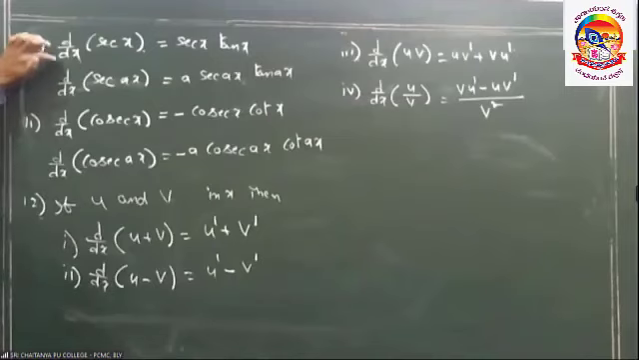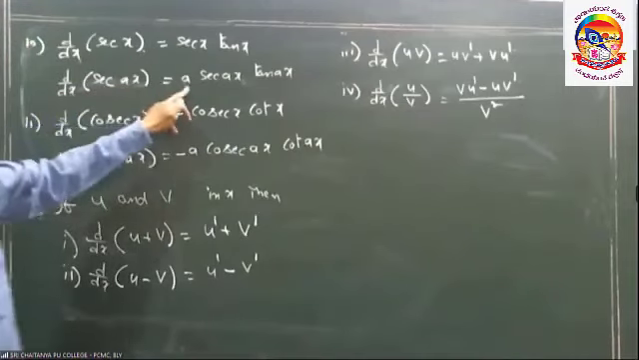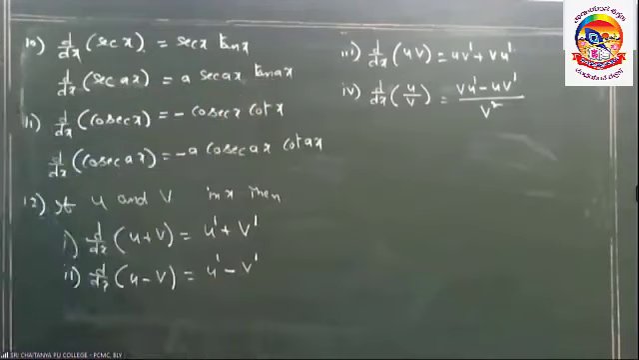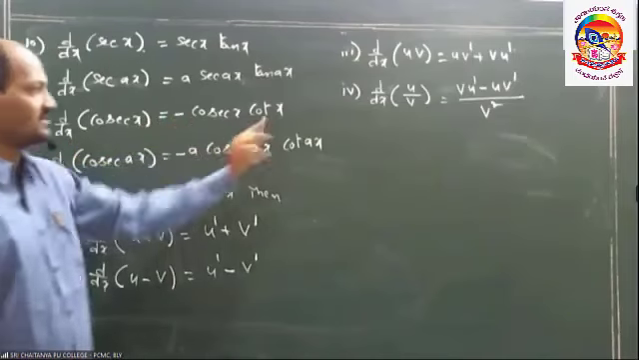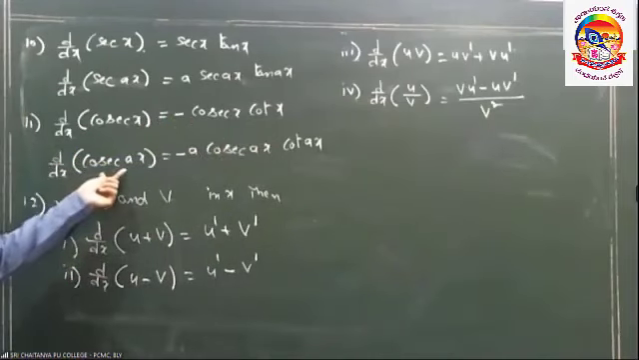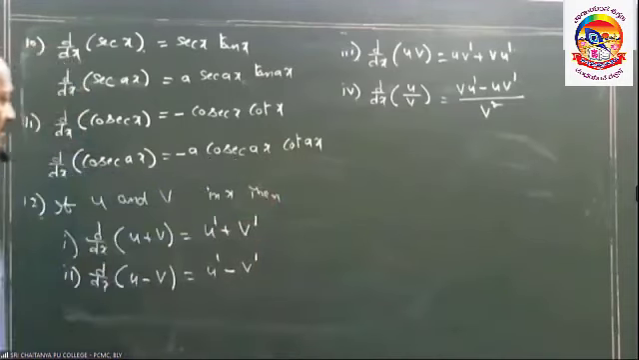Okay. Derivative of secant x, formula, secant x into tan x. Derivative of secant ax is a secant ax into tan ax. Derivative of cosecant x is minus cosecant x into cot x. Derivative of cosecant ax is minus a cosecant ax into cot ax.